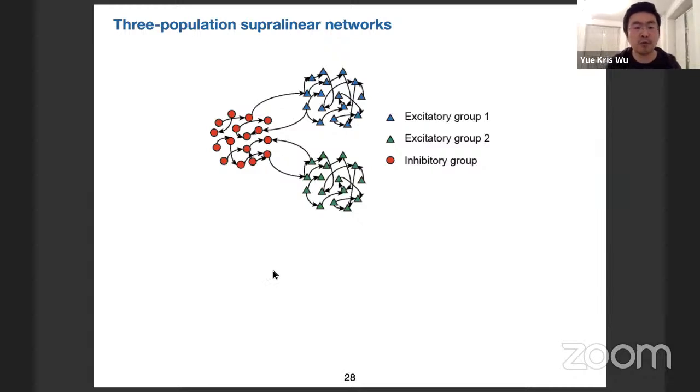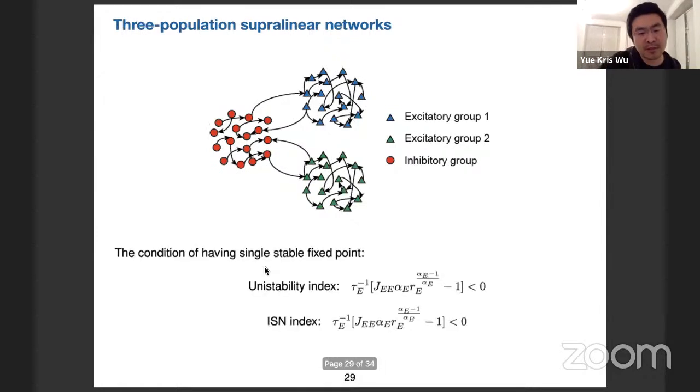For a network with multiple populations, what we are interested in is the condition of having one single stable fixed point. Because for networks with multiple populations, you can have stable network dynamics, but it's multi-stable. In other words, if you present a pattern and then withdraw the pattern, the network doesn't go back to the initial baseline, which is what we don't want. So here is the condition of having a single stable fixed point, which we call the UD stability index. If this one is positive, then the network is multi-stable. If this one is negative, then it's UD stable.